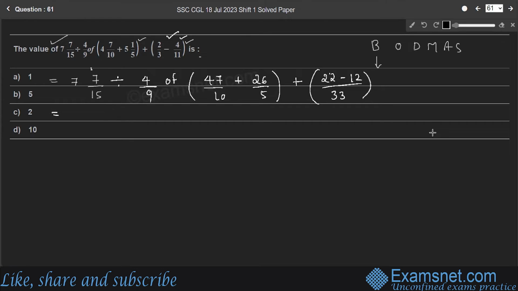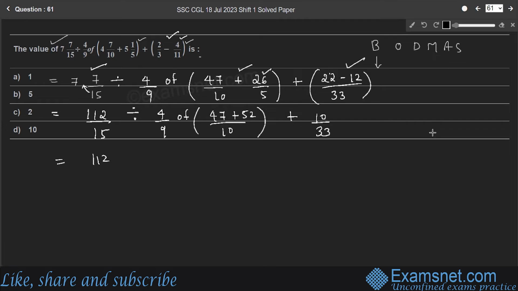Which is equal to, simultaneously you can convert this mixed fraction also. So 15 into 7, 105 plus 7 is 112 by 15 divided by 4 by 9 of. Right? So remove the bracket. To remove that, we need to operate what is inside the bracket, which is addition. Here LCM is 10. So 47 plus 26 into 2, which is 52. Right? Plus here the other part is 22 minus 12, which is 10 by 33.